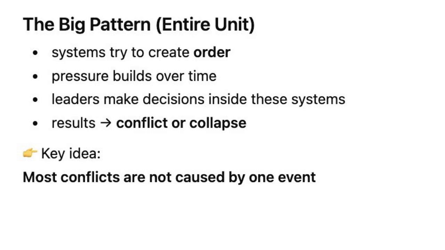Big pattern of this unit, right? Systems try to create order. We see this over and over again. The reason we have governments, the reason we have pretty much any structure is to create order out of chaos in our world. But pressure builds over time when that order has some vulnerability baked in or when new crises hit. Leaders have to make decisions inside those systems that have already been created, and this results in either conflict or collapse within that system.